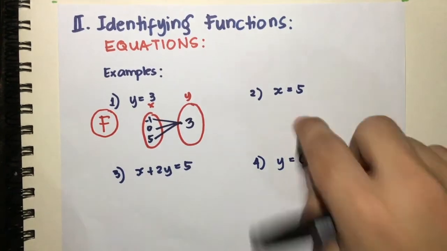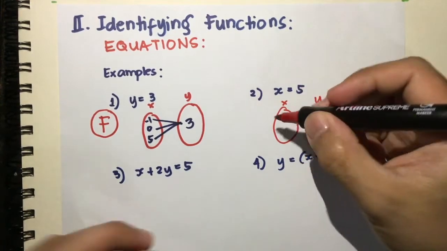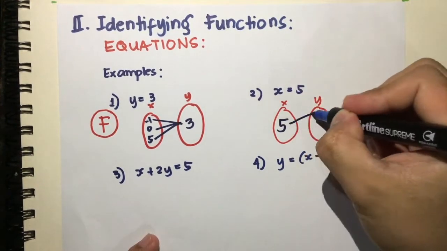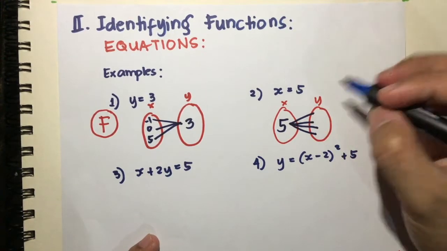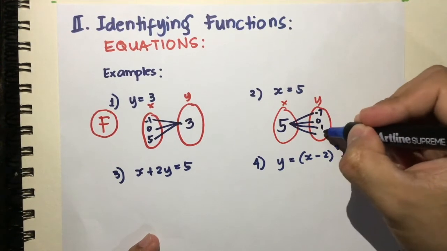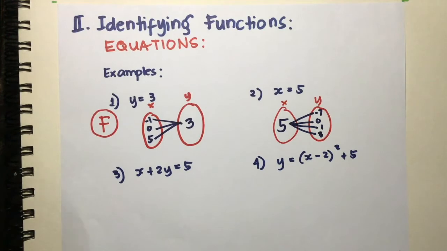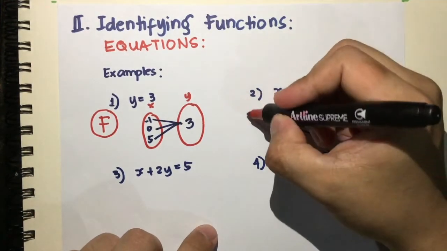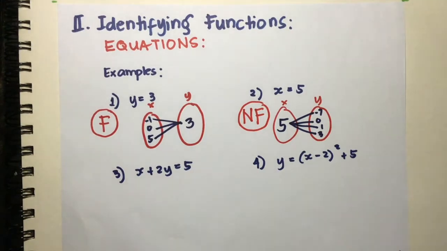Let's have number 2. In number 2, it means that for the element in x, we have 5 only. There's a possibility that you can have multiple values of y, which means that I can have here -7, 0, any number that you have in mind. You can plug it in the y value, so this kind of relation is one to many, and therefore it's not a function. This is not a function, it is just a mere relation.